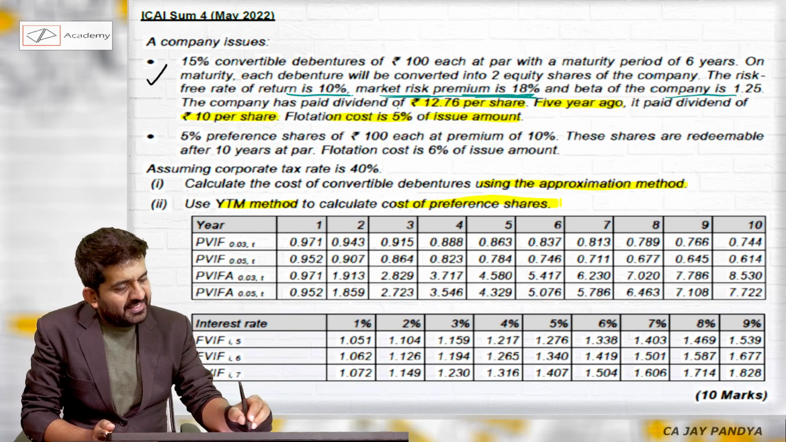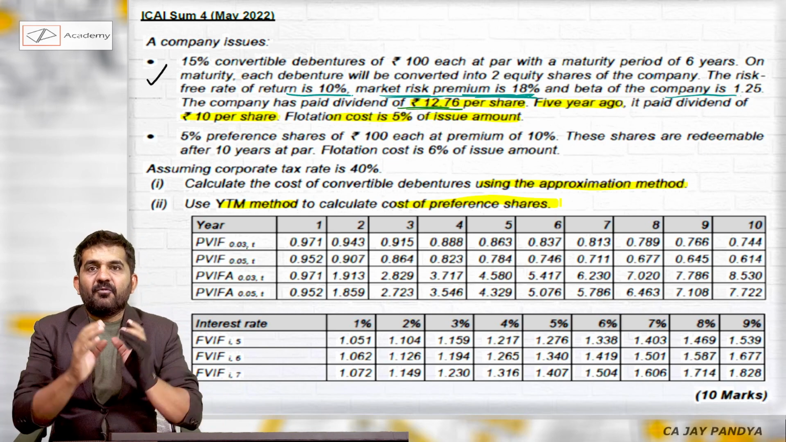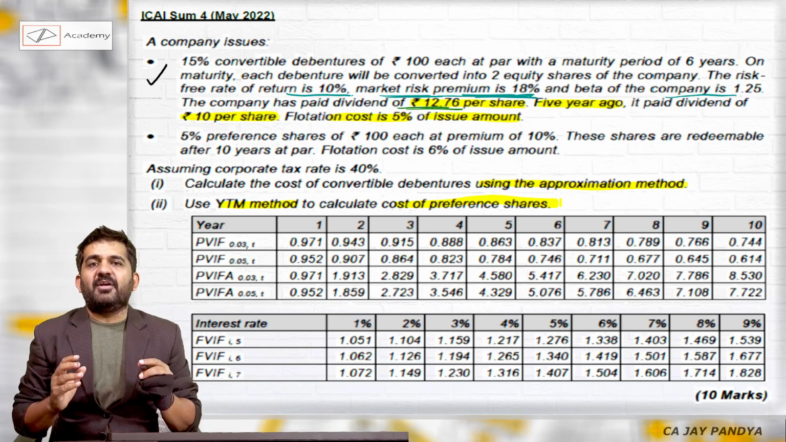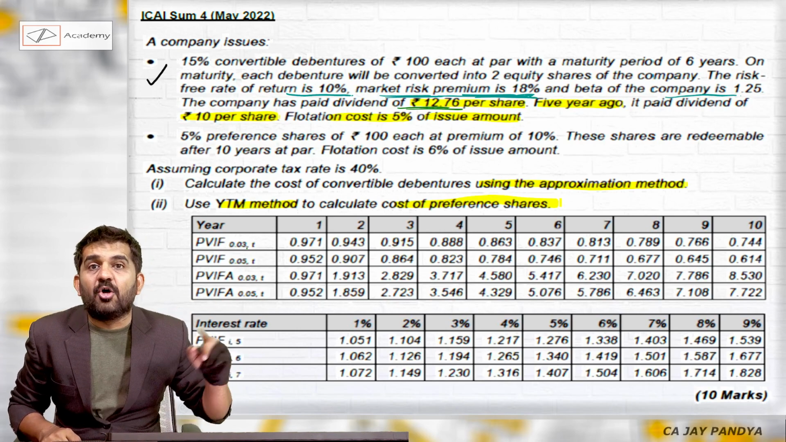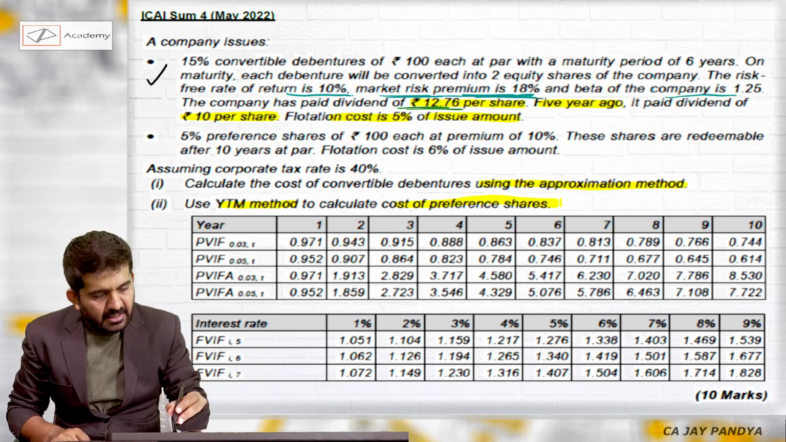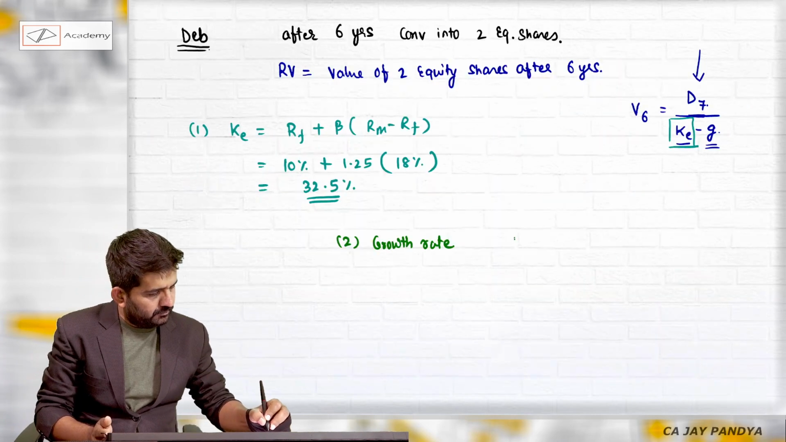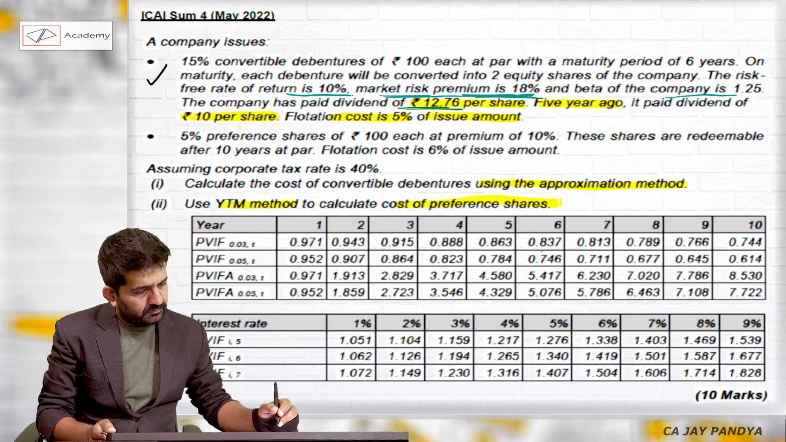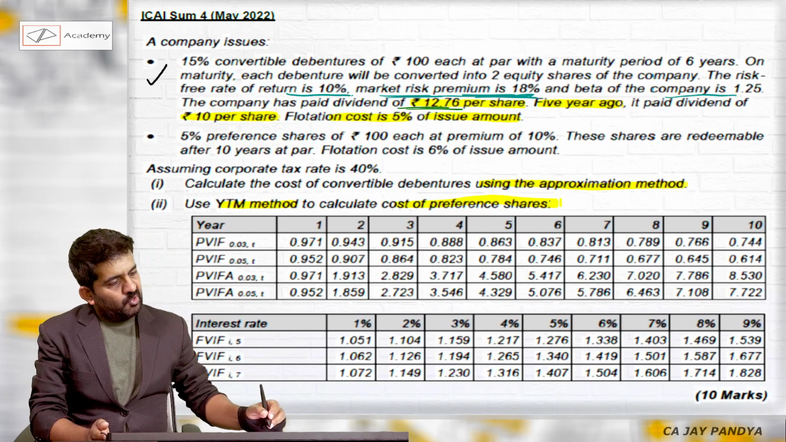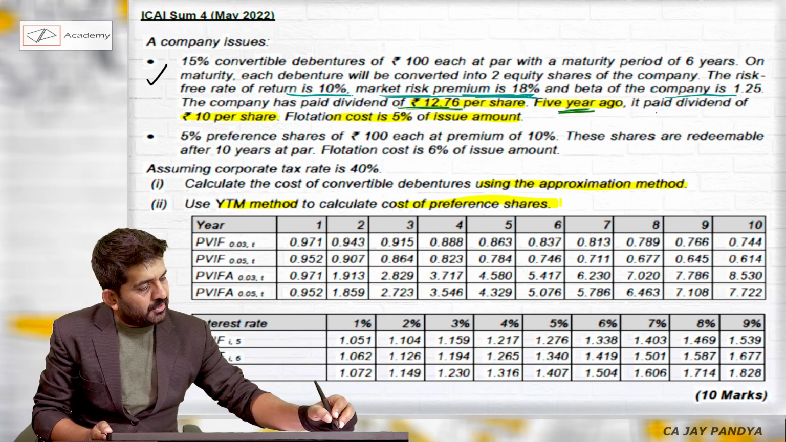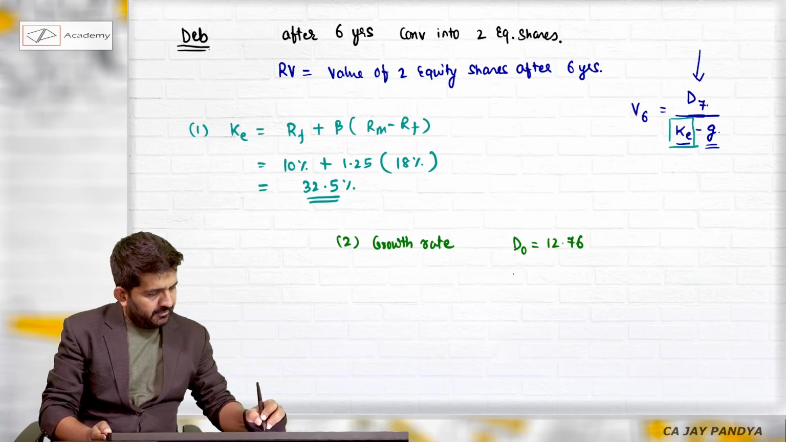The company has paid a dividend of 12.76. I have told you from the sentence you will have to determine whether it is D0 or D1. Next year dividend paid or expected to be paid is D1. The company has already paid, so this is D0, which is 12.76. Also, 5 years ago, it paid a dividend of rupees 10 per share.